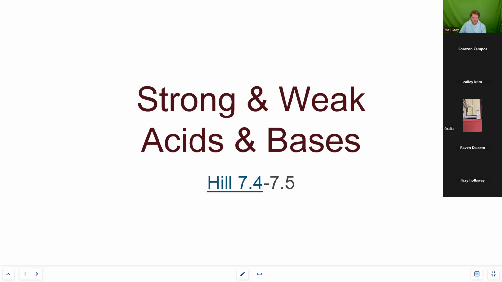Strong acids and weak acids and strong bases and weak bases. So there are all parts of the spectrum for acids and bases. Some are strong, some are weak, and basically what makes them different from one another.